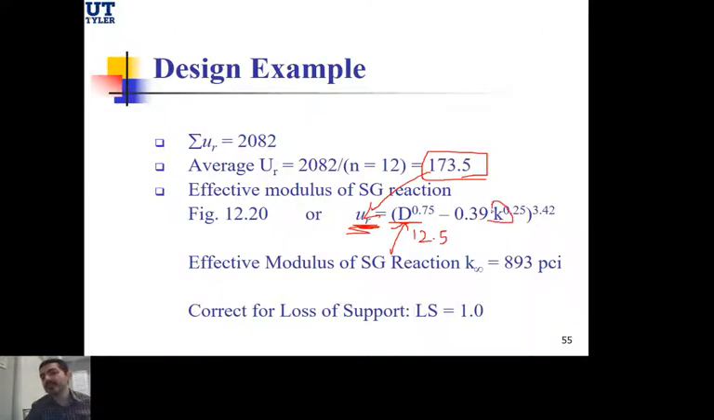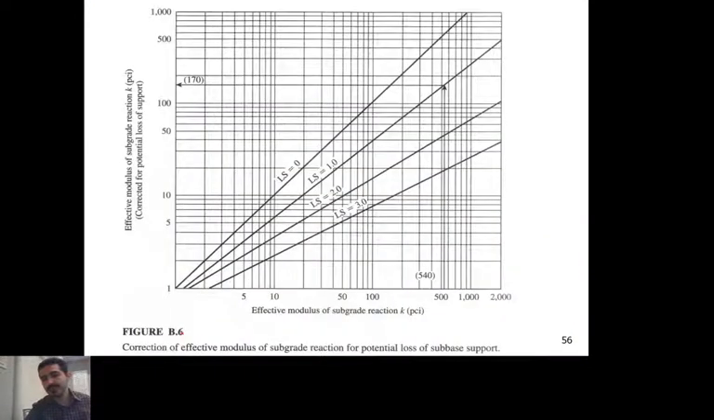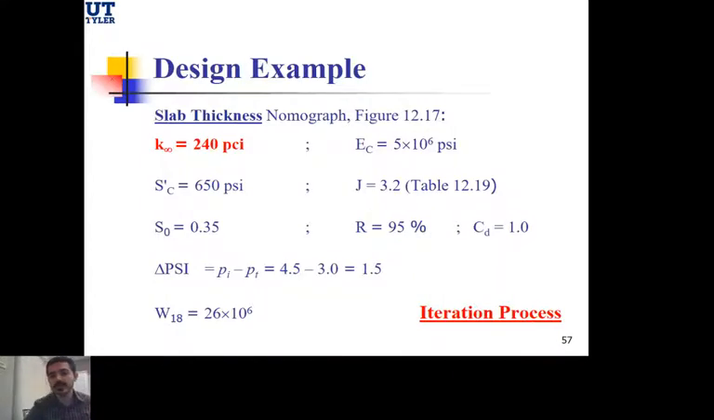And then the corresponding K is now 893. See? So it's changing. So with 893, I need to go to the next step to correct that number based on the loss of support equal to 1. I'm going to go all the way up to get the final K, which is 240. If you recall, in the first iteration it was 250, so we're getting closer to the real number. So now it's 240. Once we have the K value equal to 240, I'm putting everything back together again.